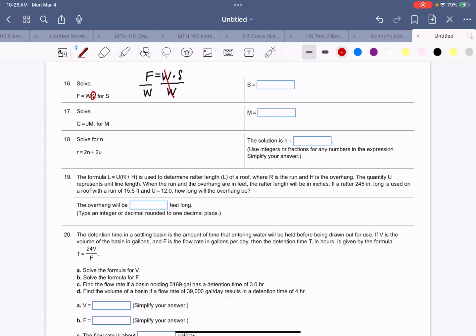W divided by W is a 1. So that leaves me F over W equals S. So S is equal to F divided by W.